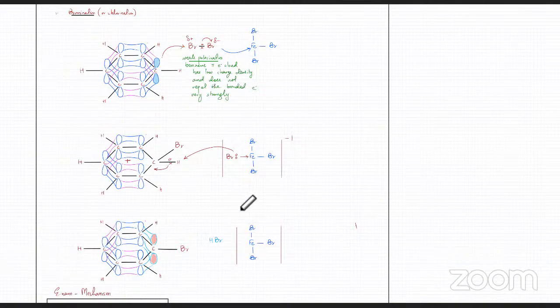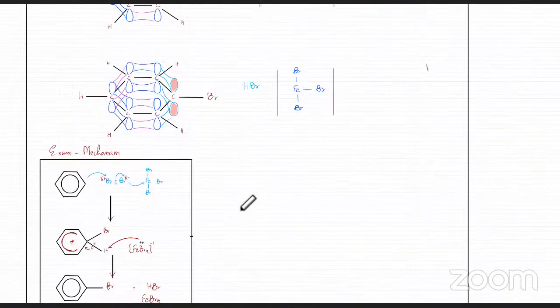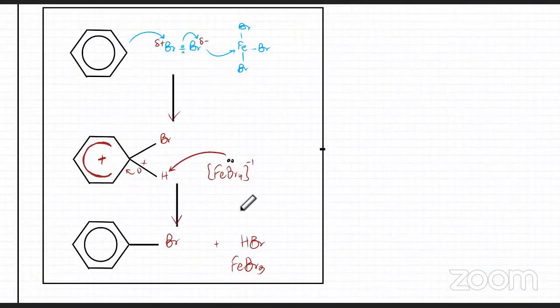So this is your exam mechanism, and they're going to ask you a lot about this. And that's electrophilic substitution of benzene. The bromine molecule gets polarized. Positive bromine goes and bonds with the carbon. The electron cloud becomes partial. The H then gives its electrons back, and the electron cloud becomes complete.